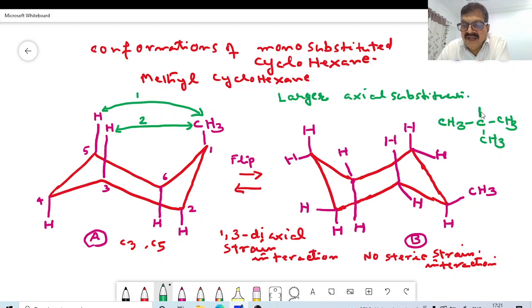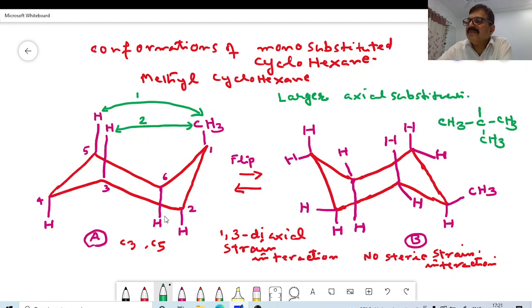There is no axial tertiary butyl group, because here, say carbon atom 2, if there is a tertiary butyl group here, it becomes too crowded in the axial position. It is highly unstable. Essentially a single equatorial conformation is seen, with the tertiary butyl group in the equatorial position. Now we will see 1,4-dimethyl cyclohexane.